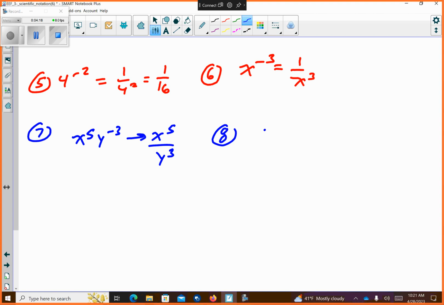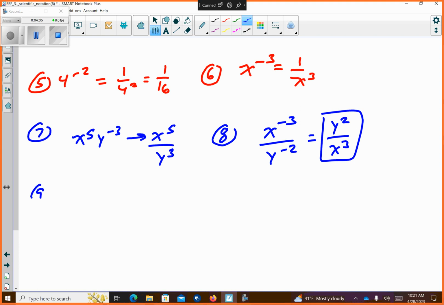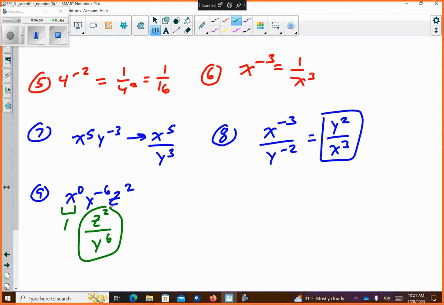Number 8, we have x to the -3, y to the -2. These just want to switch locations. So y moves up, x moves down. The exponents become positive when you change locations. Number 9, we get x to the 0, y to the -6, z to the second. Okay, this right here is just 1. The z will stay on top, the y moves to the bottom, and it's 1 times that, so there's my answer. Okay, take a look at what I'm doing. Do you agree? Does this feel comfortable? Yes.